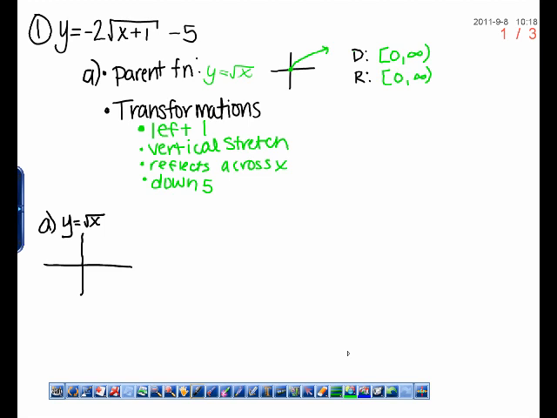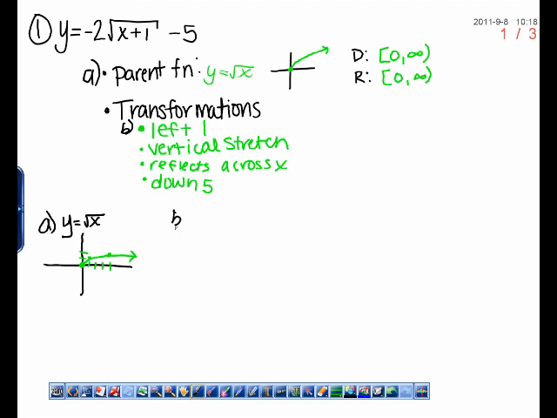So I know we have a point at 0, 0. Where's my next point? 1, 1. And where's my next point? Let's now do our first transformation. Our first transformation is left 1.